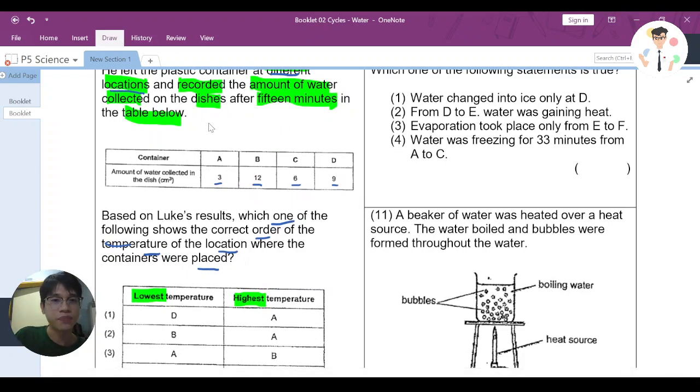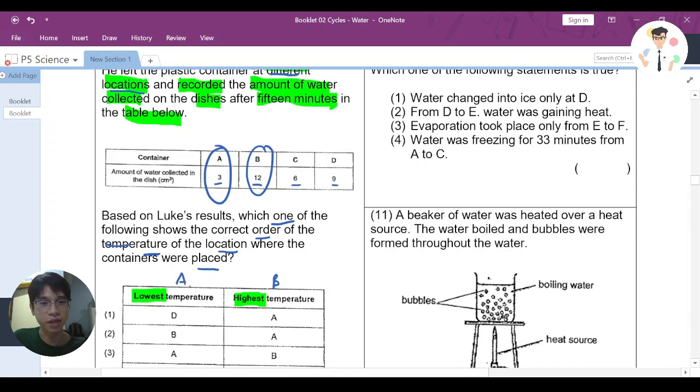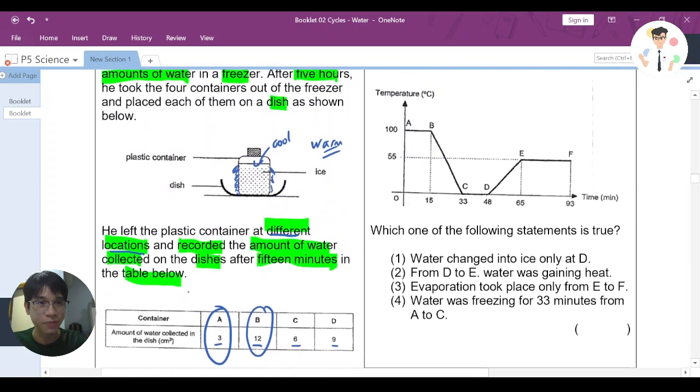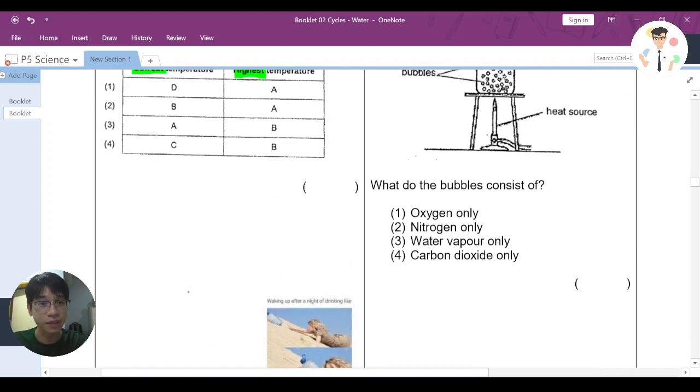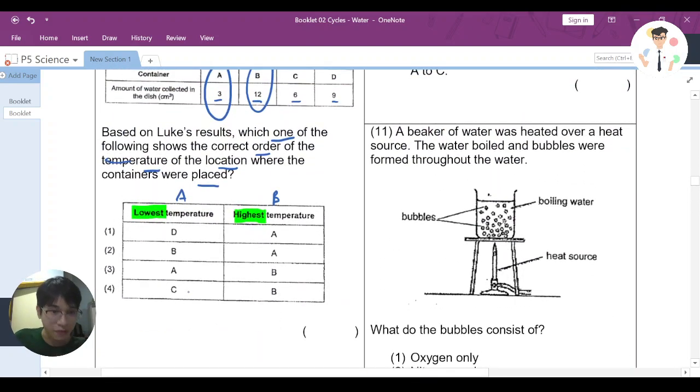Highest temperature means more water. So which one has more water? B, so this one for sure should be B. Lowest temperature means less water. So which one? A. So which option has A and B? If you look carefully, we have option number 3. So the answer for this question is option number 3.